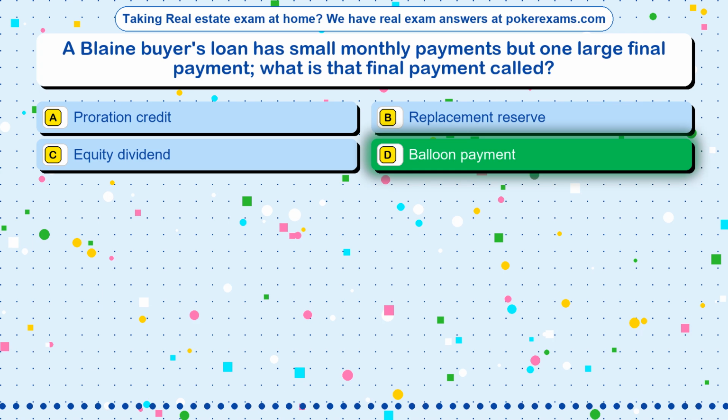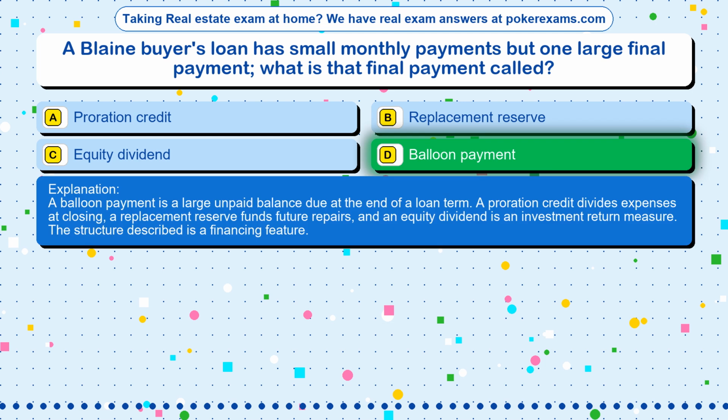The correct answer is option D, balloon payment. A balloon payment is a large unpaid balance due at the end of a loan term. A proration credit divides expenses at closing, a replacement reserve funds future repairs, and an equity dividend is an investment return measure. The structure described is a financing feature.